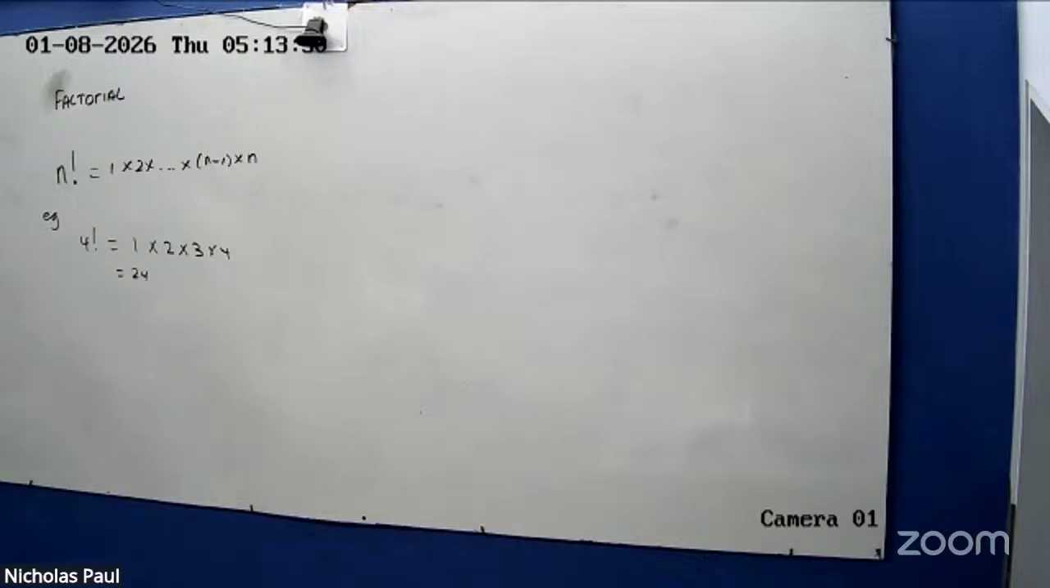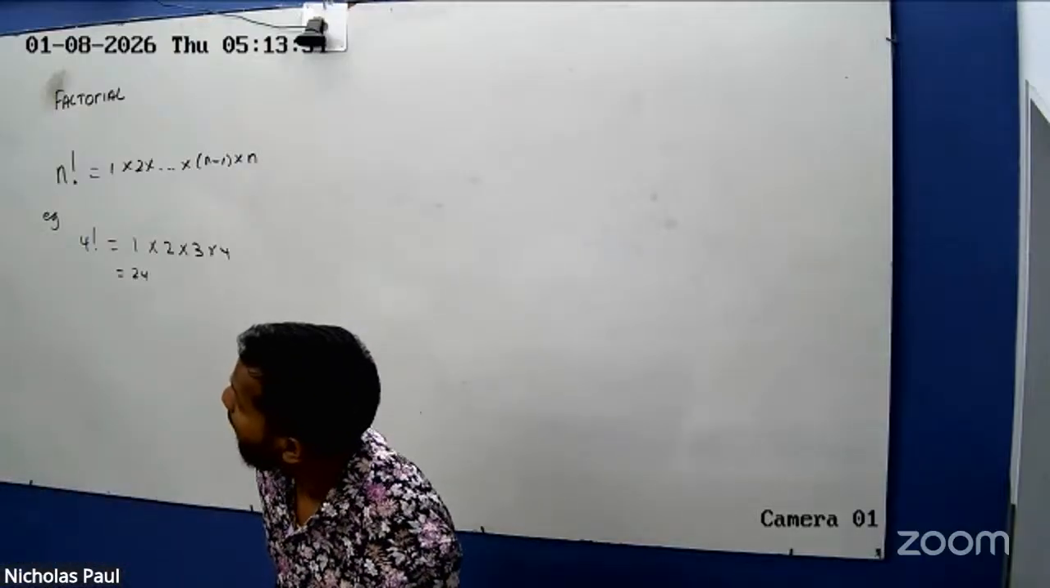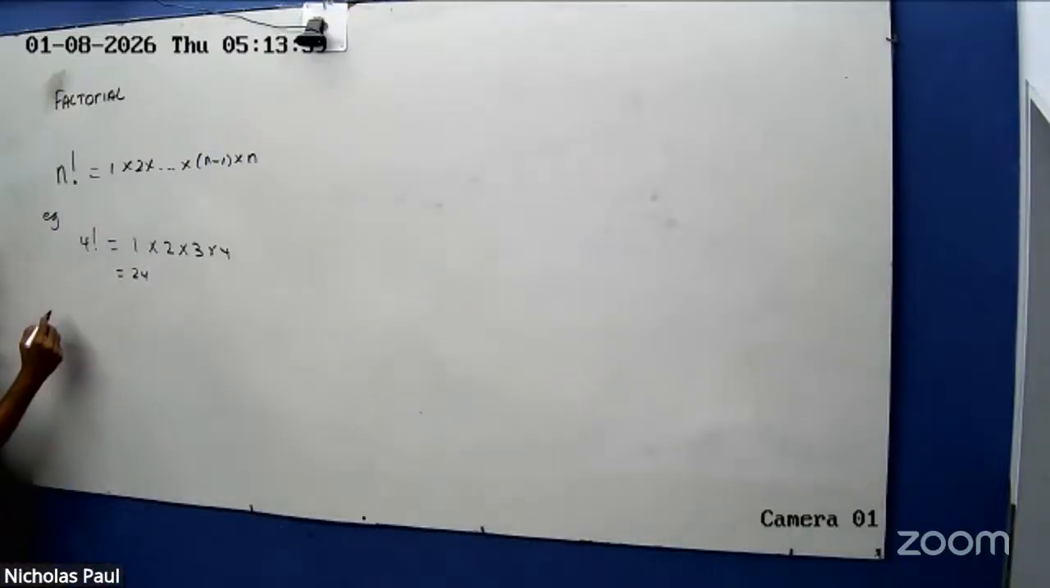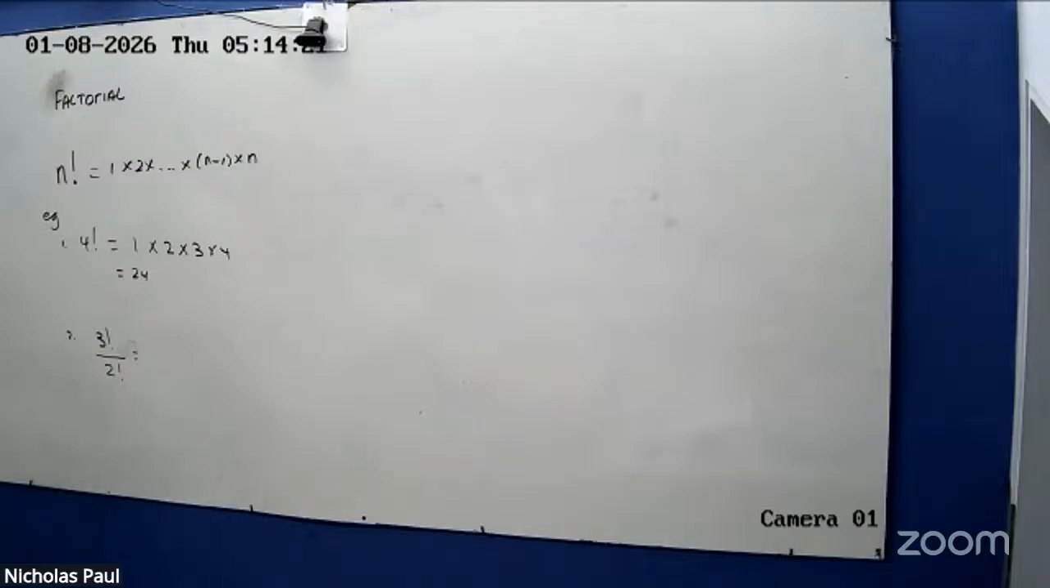So I just want to make sure that you all can handle factorial. Do me a favor: tell me what is 3 factorial divided by 2 factorial. Without a calculator, simplify it, then use a calculator and see if you get it right.